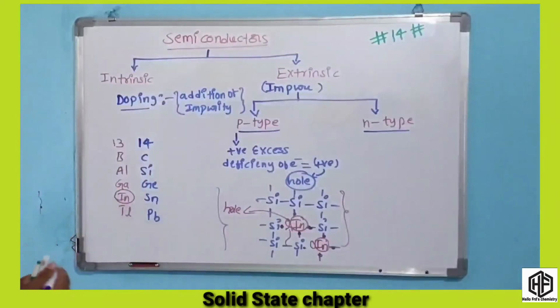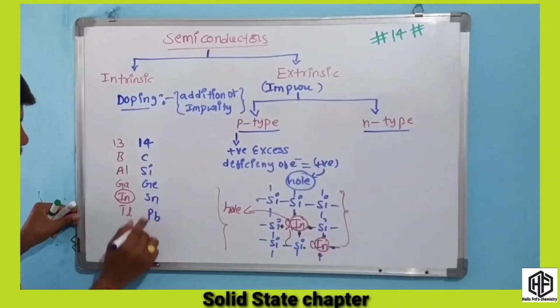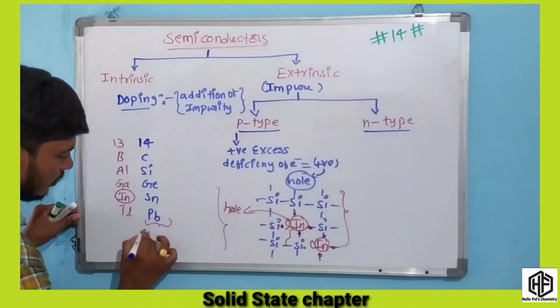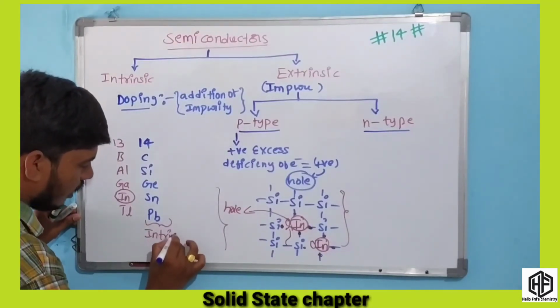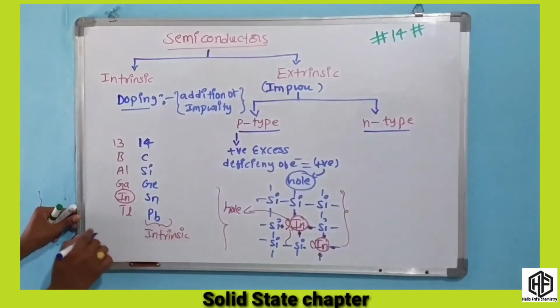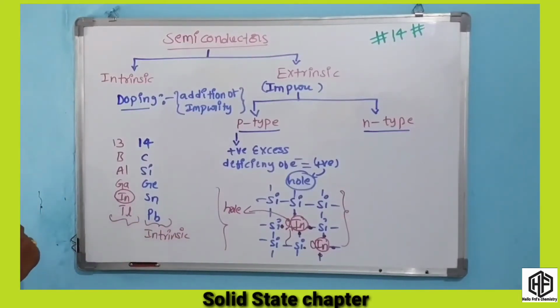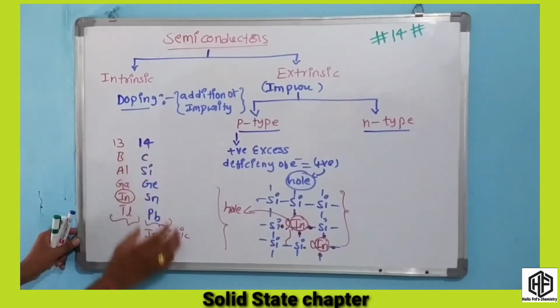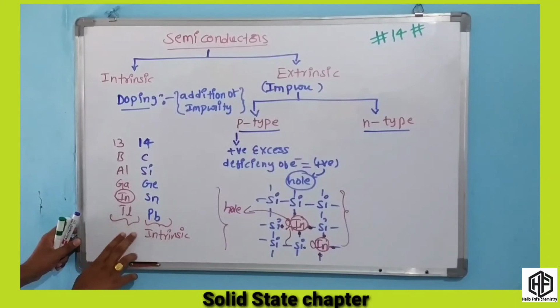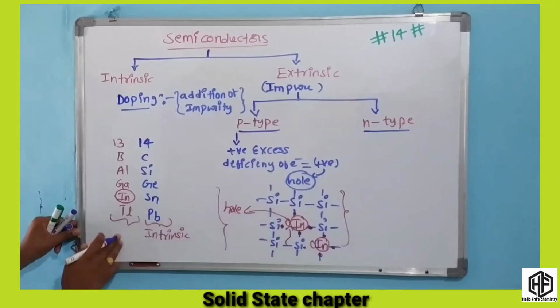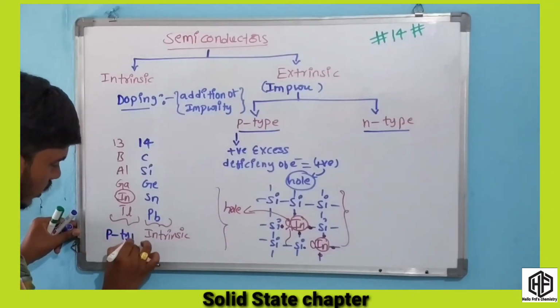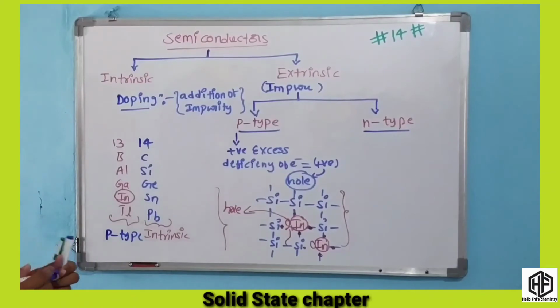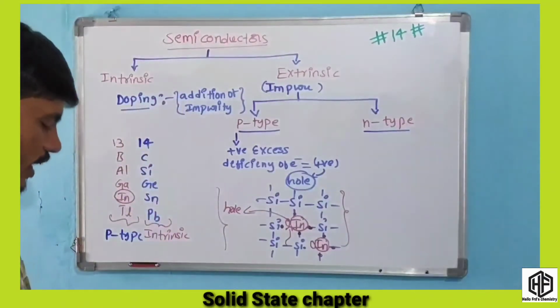Okay friends, now what is a p-type semiconductor? The 14th group elements are called intrinsic semiconductors. When 13th group impurity is added to these 14th group intrinsic semiconductors, doping takes place. Whenever doping takes place, holes are present there. This is called a p-type semiconductor. Now what about the n-type semiconductor?